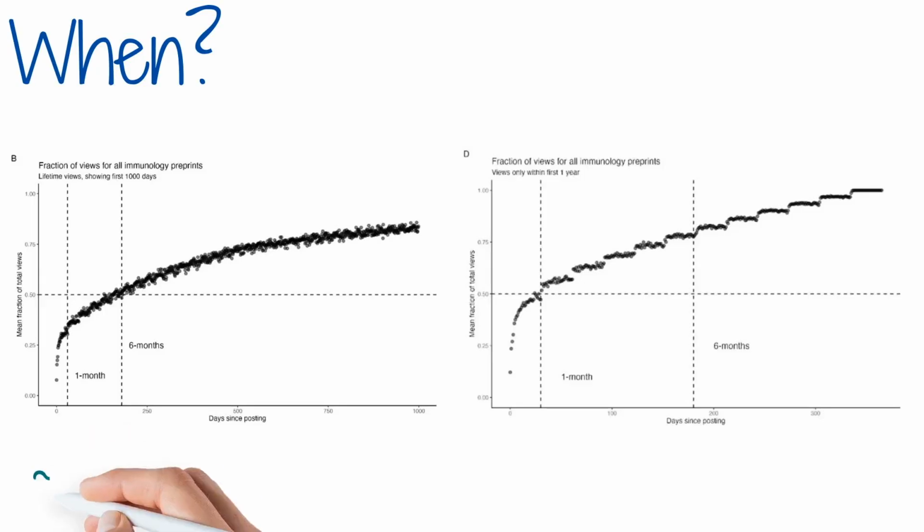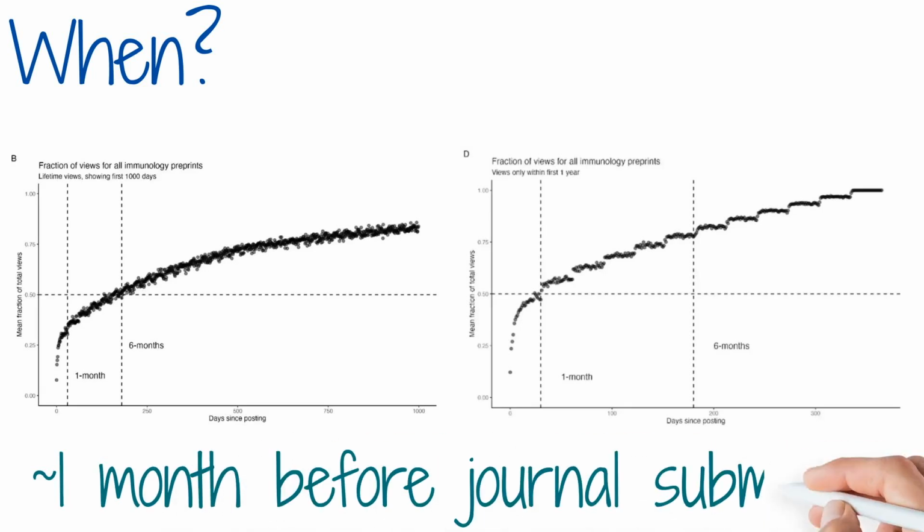Based on this, we recommend posting your preprint around 1 month before journal submission to receive the most benefits from preprinting whilst not delaying your journal submission.